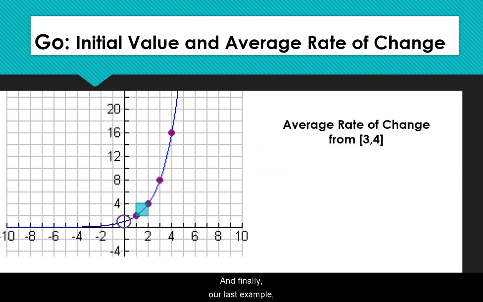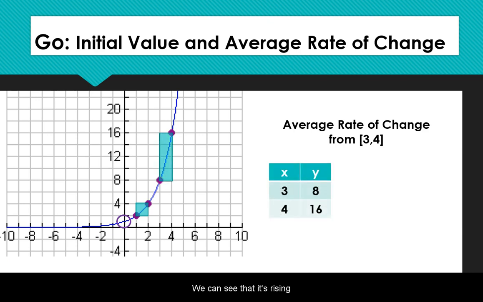And finally, our last example, the average rate of change from the interval 3 to 4. So again, we're looking at the 2 points that are located when x is 3 and when x is 4. So if we were to draw a straight line connecting those 2 points, the point (3, 8) and the point (4, 16), we're trying to find the slope of that line. We can see that it's rising 8 and running 1, or the change in the y values is 8 divided by the change in the x values, which is 1.